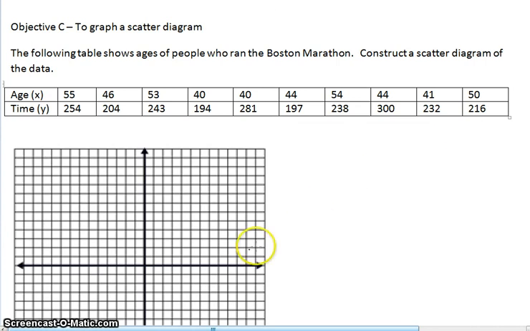The last thing I need to talk about is how you make a scatter diagram, or something that you would call a scatter plot. So it's called a scatter plot. And you see here we have this table. It shows the ages of people. So this row here is the ages of people that ran the Boston Marathon. It says to construct a scatter diagram of the data. So here's their time. And their time is in minutes.